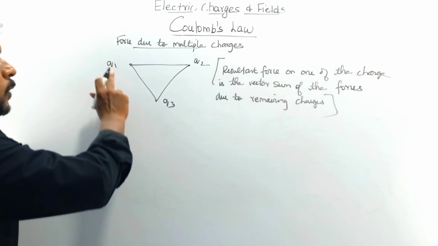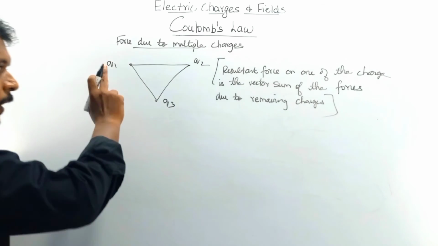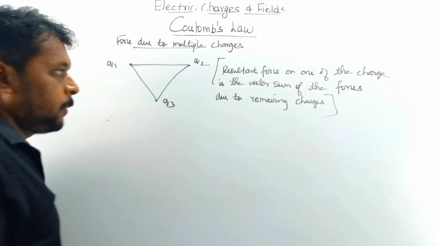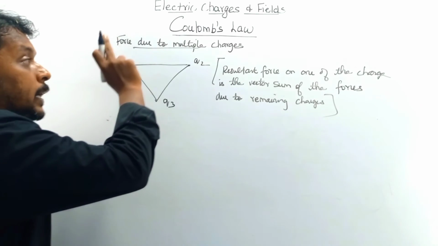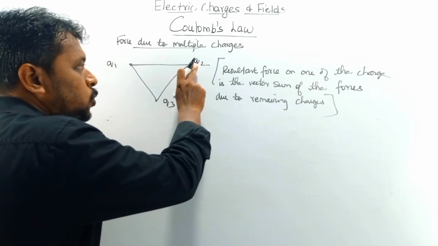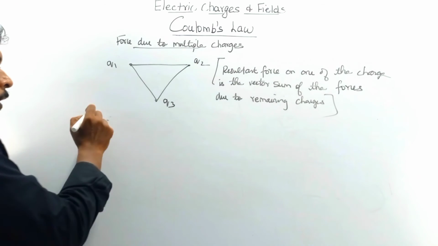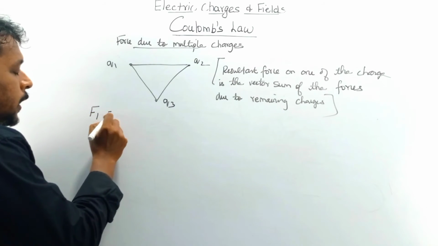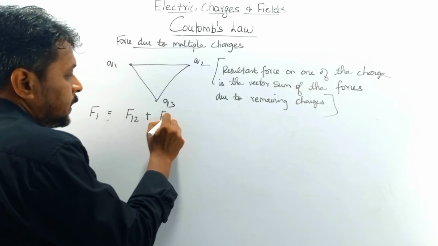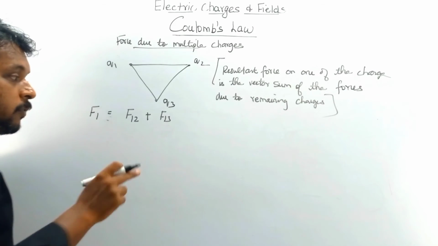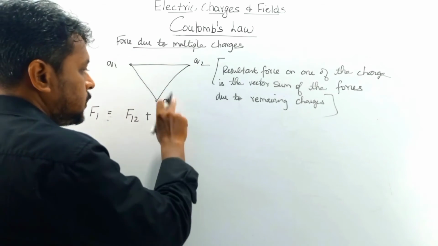So now we have three charges. Let us take charge 1, Q1. What is the resultant force on 1? That will be equal to the vector sum of the forces due to the remaining charges 2 and 3. For example, I am taking the resultant force F1. This is F12 plus F13, the vector sum of the forces due to charge 2 and charge 3.